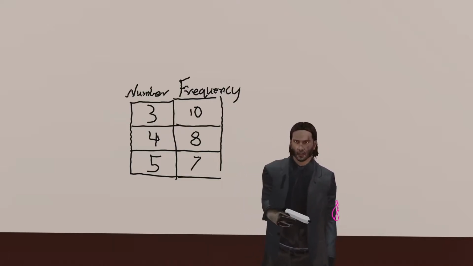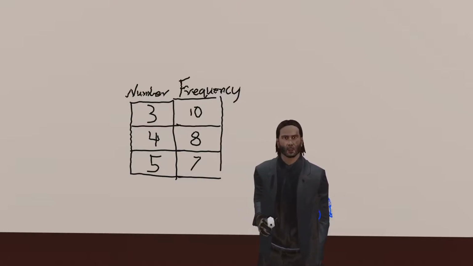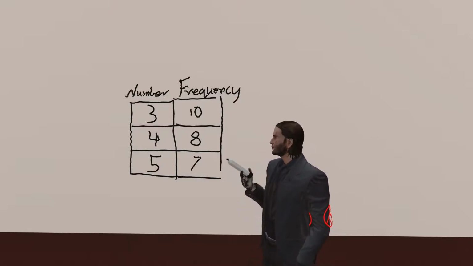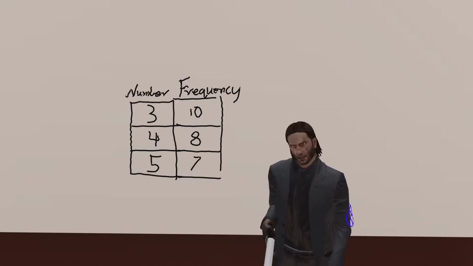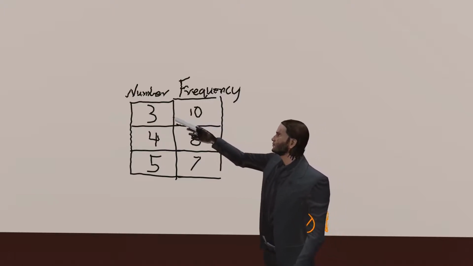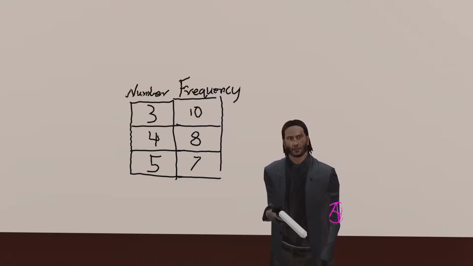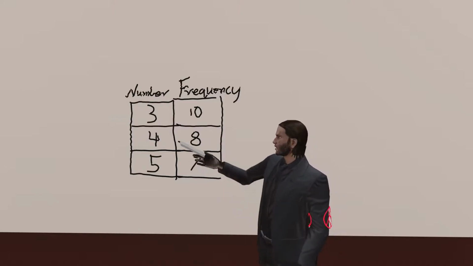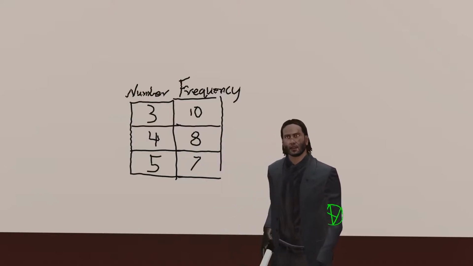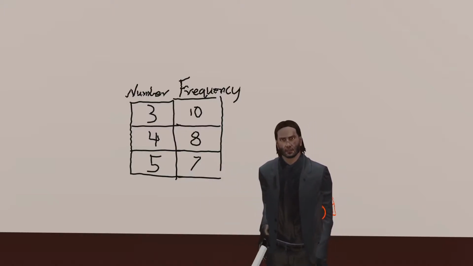So let's look at something a little bit trickier, which is mean, median, mode, and range with frequency tables. Now, a frequency table tells us how many of each number there are. So if we have a 3 and the frequency is 10, that means there are 10 threes. If we have an 8 here, that means we have 8 fours. And here we have 7 fives.